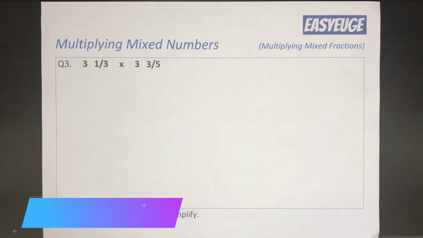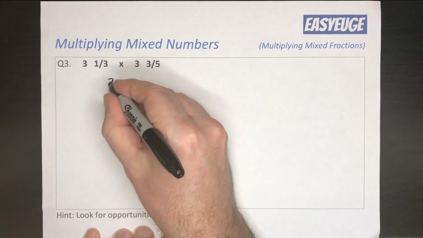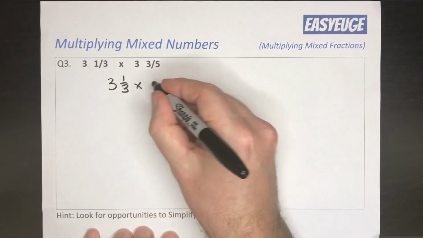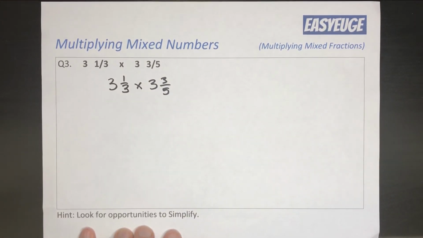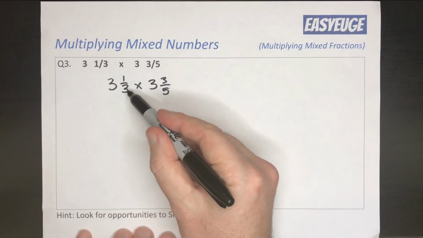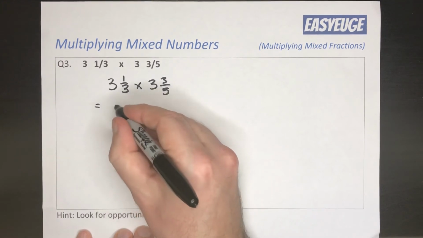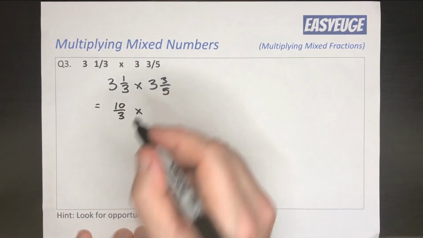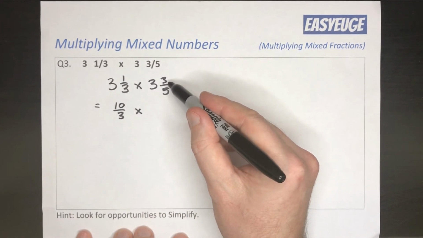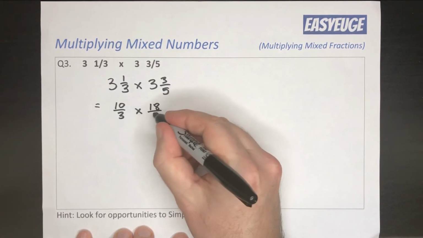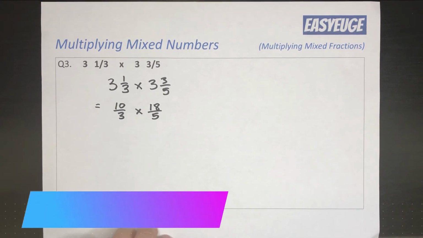The last example of multiplying mixed numbers is 3 1/3 multiplied by 3 3/5. Let's write that down. 3 1/3 multiplied by 3 3/5. Okay, as we know now, let's just go straight ahead and convert these mixed numbers into fractions. 3 3s are 9 plus 1 is 10. That's 10 over 3. And we multiply it by 3 5s are 15 plus 3 is 18 over 5. Now, as always, let's look for opportunities to simplify.